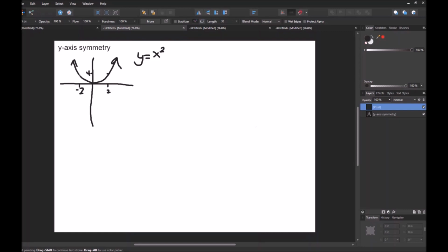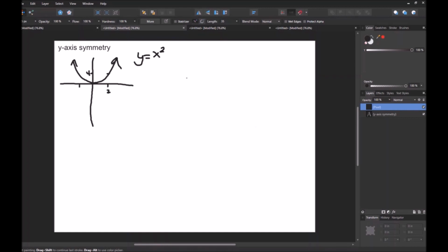So we can see that on the graph it's symmetric with the y-axis, obviously, and then if we do the test, if we replace x with negative x and evaluate, well, we do negative x squared, which is just y equals x squared. It's the same, these two things are the same equation, meaning that it is symmetric with the y-axis.